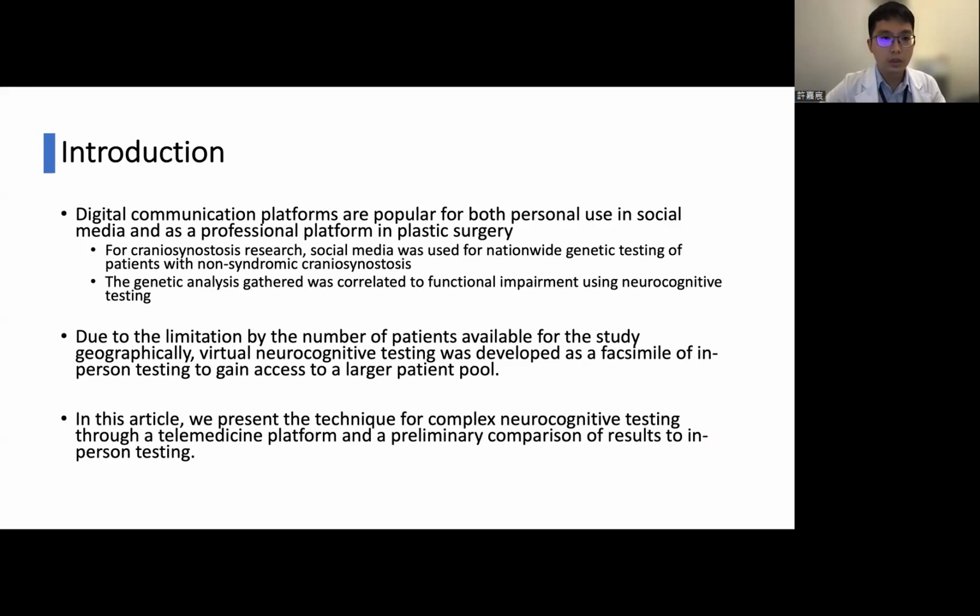And due to the limitation by the number of patients available for the study geographically, virtual neurocognitive testing was developed as a facsimile of in-person testing to gain access to a larger patient pool. So in this article, the author presents the technique for a complex neurocognitive test through a telemedicine platform and a preliminary comparison of results to in-person testing.